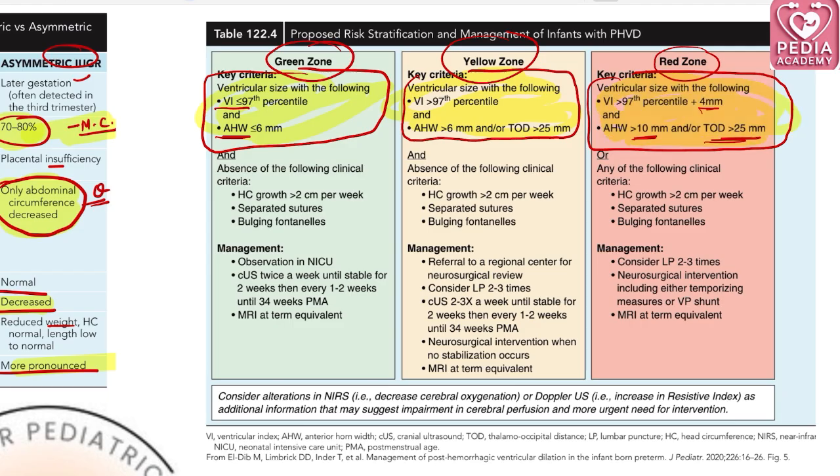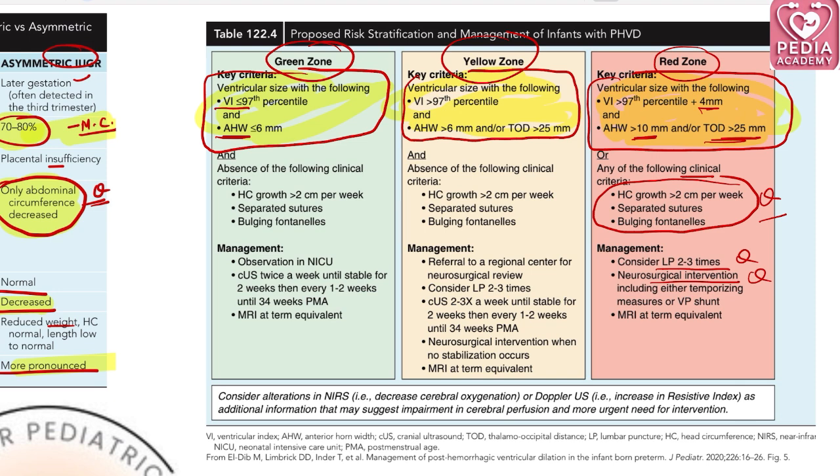this patient lies. Okay, in this red zone, we will focus on the red zone now. Any of the following criteria like head growth more than 2 centimeter per month, separated sutures and bulging fontanelle. So this will be red zone. So just we will discuss red zone treatment. Consider lumbar puncture 2-3 times and neurosurgical intervention with VP shunt.